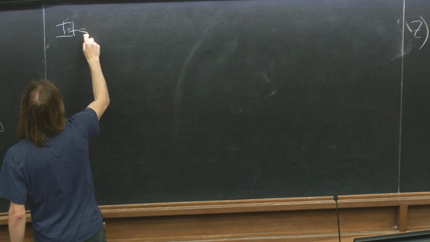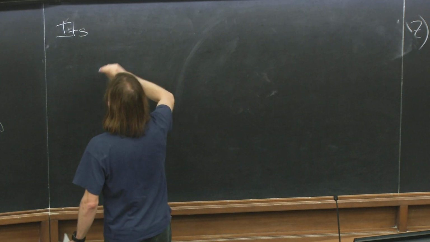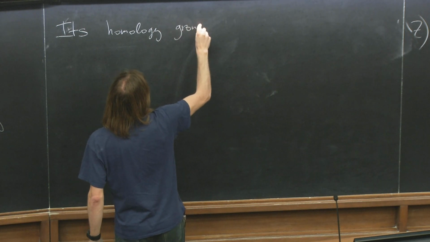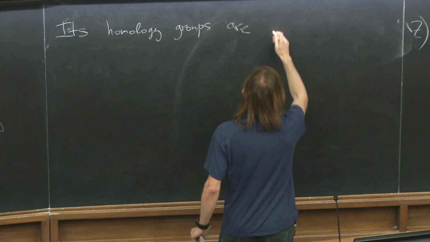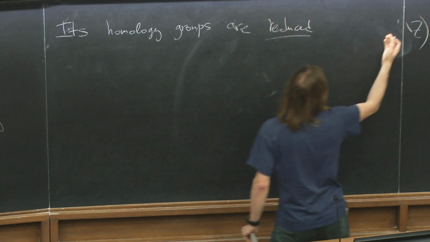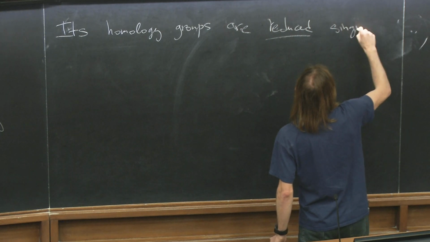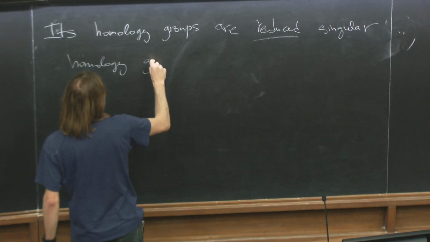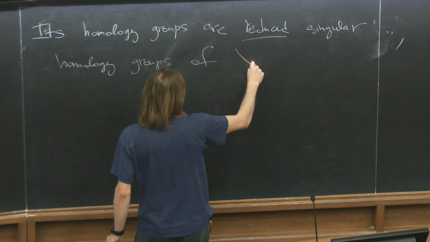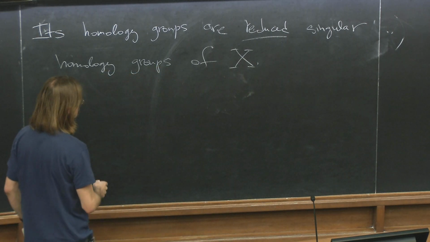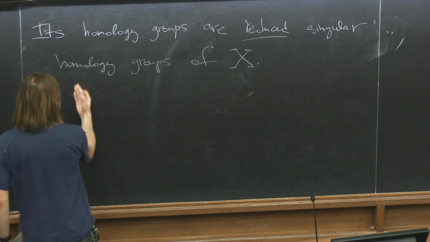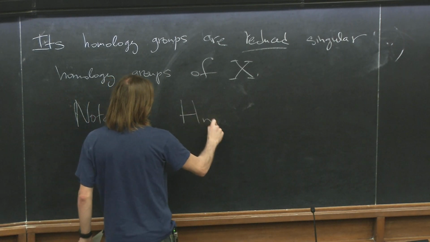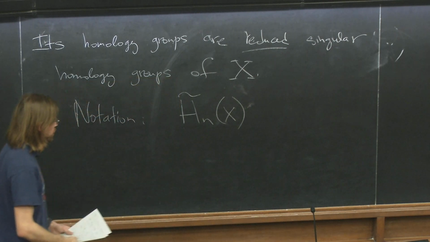So its homology, the homology of this chain complex, as we just considered, its homology groups are what is called reduced singular homology groups of topological space X. So this is a definition of reduced homology groups, and they are usually denoted as H tilde n of X, so just add a tilde.